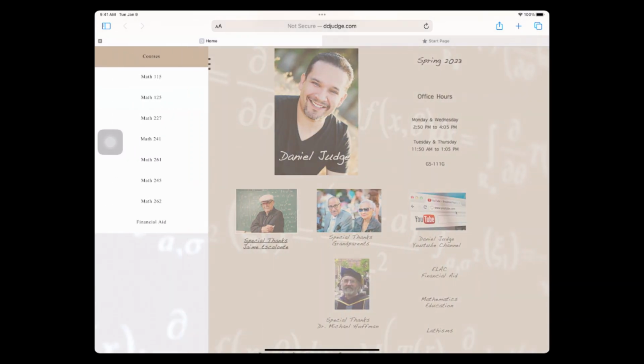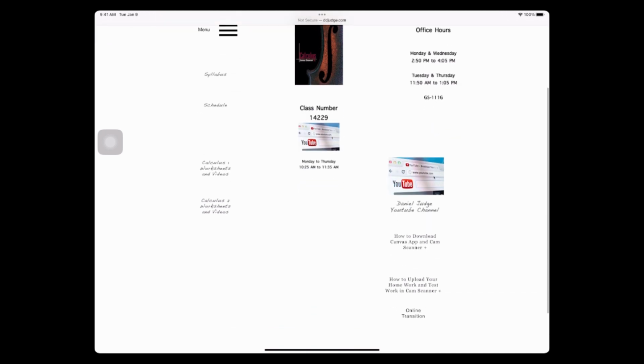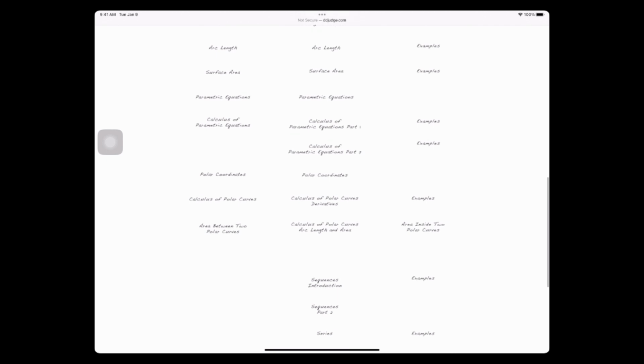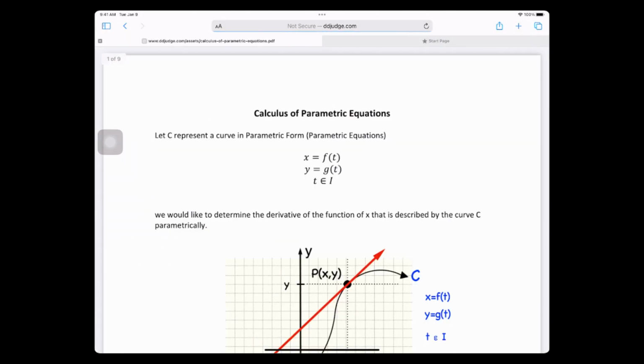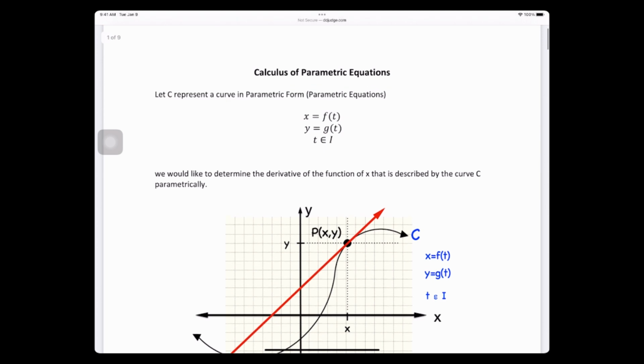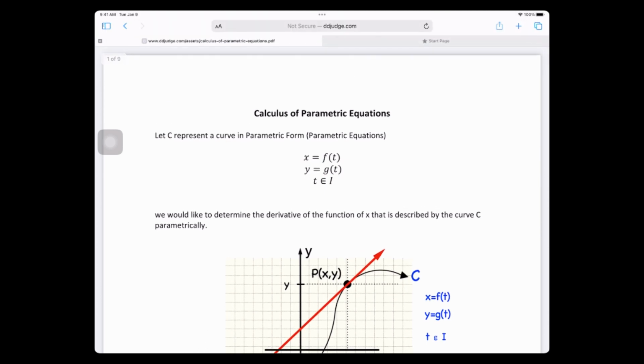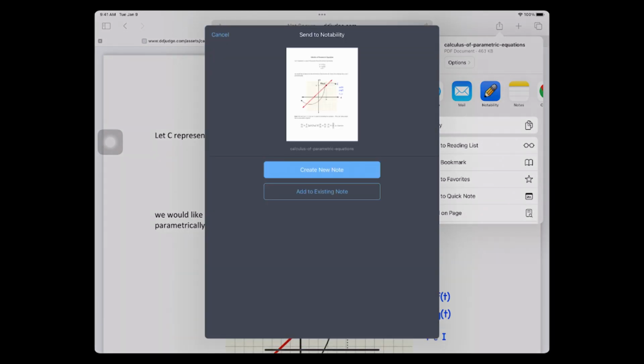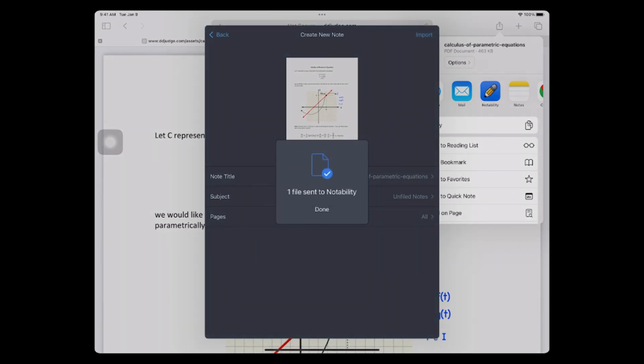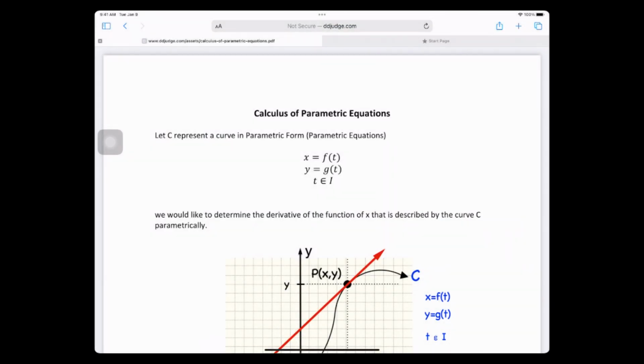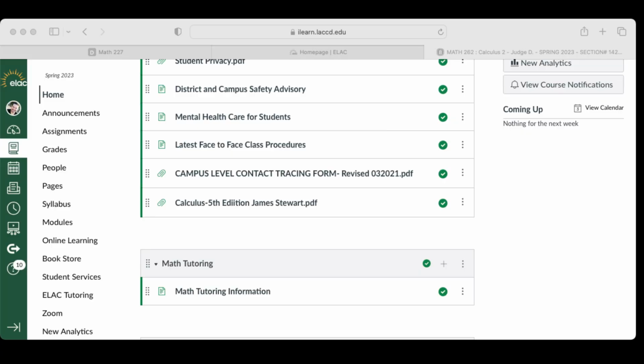So I'm going to do something here. Let's go to 262. We're going to go to our statistics online transition. I thought I downloaded this in the iPad. I'm going to create a note here in Notability, because what we want to start to look at is the calculus of parametric equations, because this is a calculus course. So if I go back to the browser, I can put that there for all of you who may be at home.